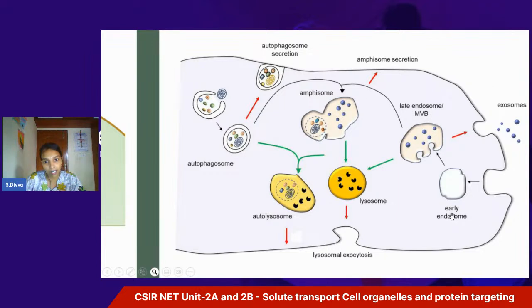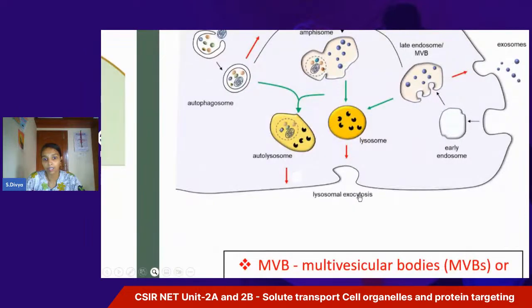So this early endosome, late endosome, amphisome, and finally you are getting the lysosome. If anywhere you come across the term amphisome, don't get confused. It is just an intermediate organelle formed before the lysosome. After that, they will undergo fusion and the contents will be released.